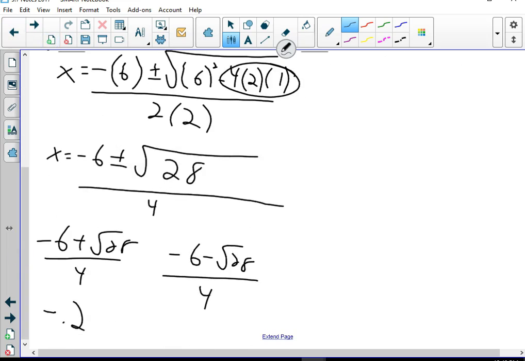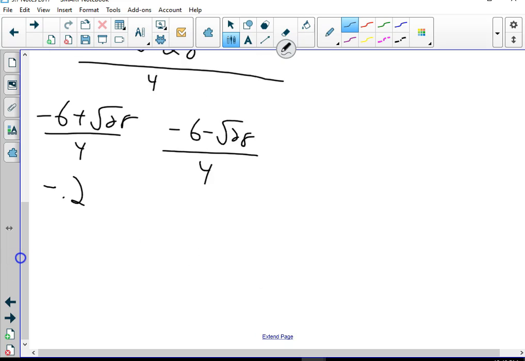I ended up with negative 0.17. Right. Negative 0.177. Right? We're rounding at this spot. So the 7 tells the 1 to round up to 0.2. And then on this one, you should have gotten negative 2.8. It would have been 2.82. That rounds to 2.8.